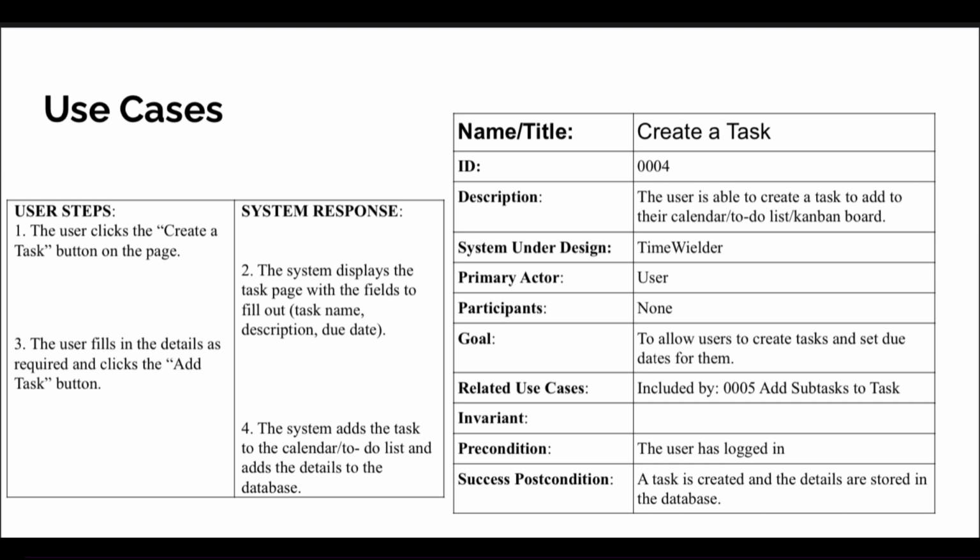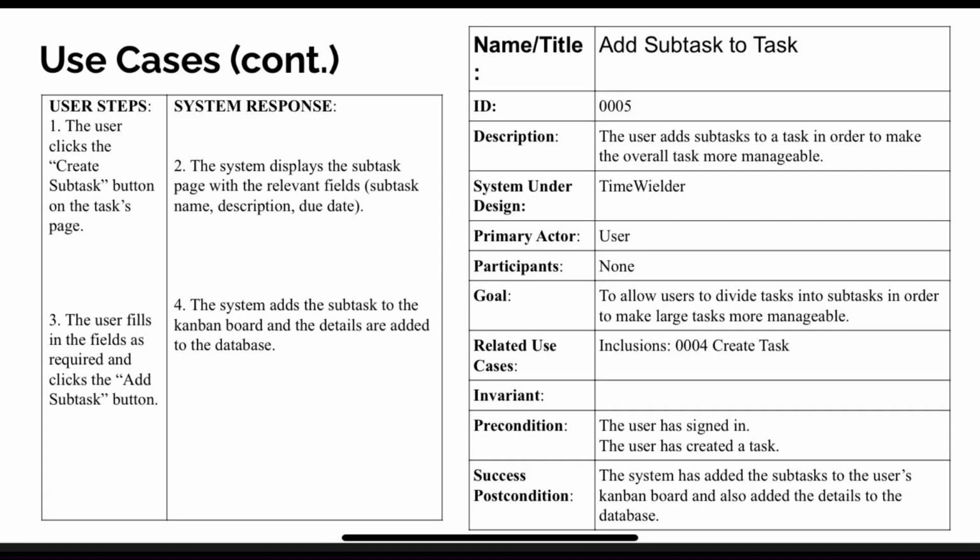Then the user fills in the details as required and clicks the Add Task button. And then the system adds the task to the calendar or to-do list and then adds the details of that task to the database. And this is another example of a use case that we have not implemented yet, which is adding a subtask to a task.